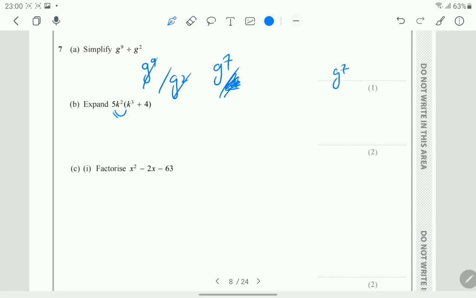This is another question. You also need to know indices for this. So when we see that the same variable is getting divided with different powers, the powers subtract from each other, and when they are getting multiplied, the powers add up. So if we multiply 5k squared with k cubed, we would get 5k, and 2 will be added to 3, so k^5. Then 5 times 4 is 20, into k squared. Your final answer would be 5k^5 plus 20k^2.